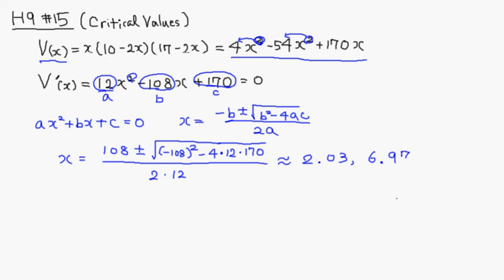So here is how you can find zeros using the quadratic formula. Maybe I should say critical values in this case. I hope this was clear.